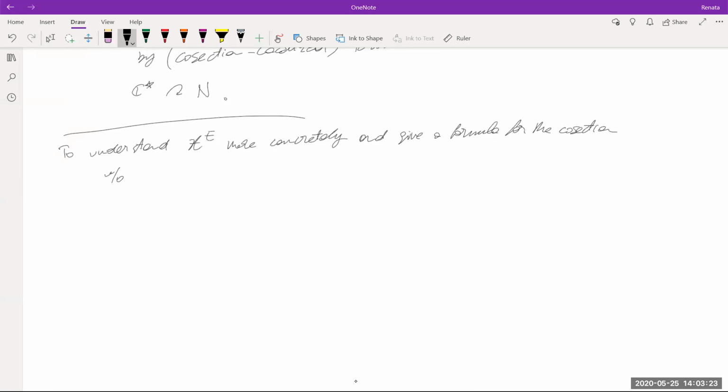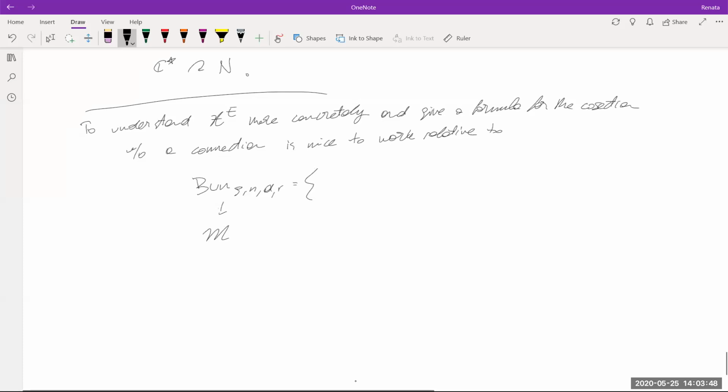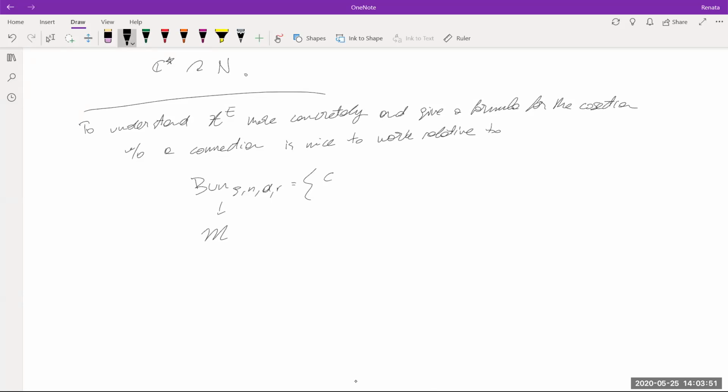Without a connection. It's nice to work relative to BAN, G, and DR instead of my curly M from before. This here is the moduli space of prestable curves, prestable M-pointed curves.